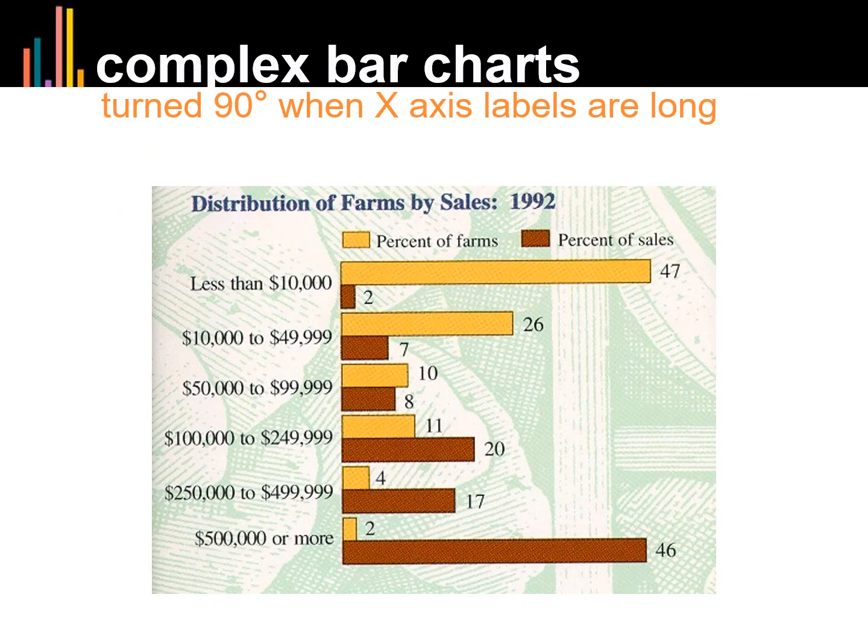I included this one just because you want to turn your display 90 degrees when you have these long x-axis labels, because they become difficult to read if you have them the other way. Because they have to go this way like this, and then they get weird and hard to read.